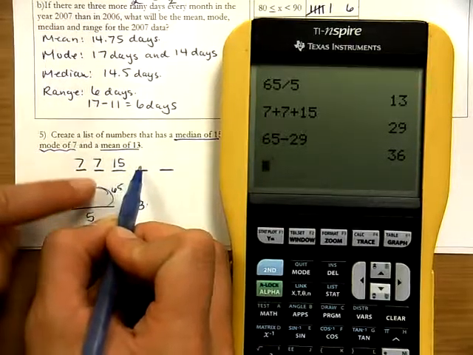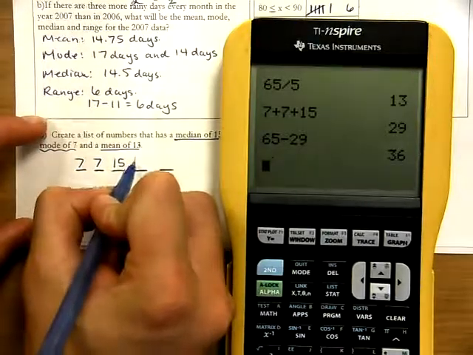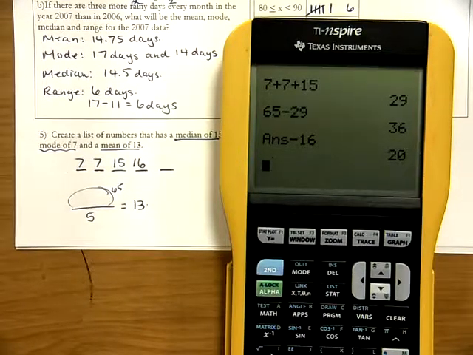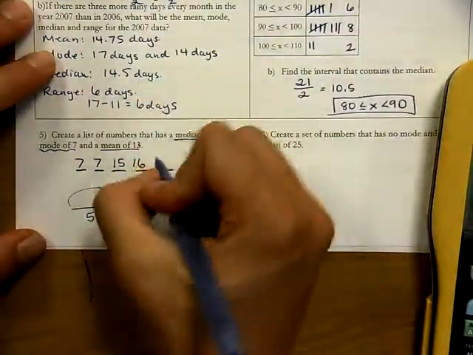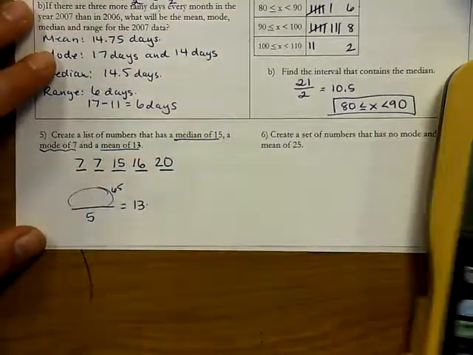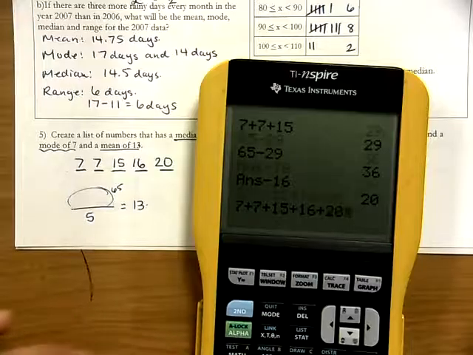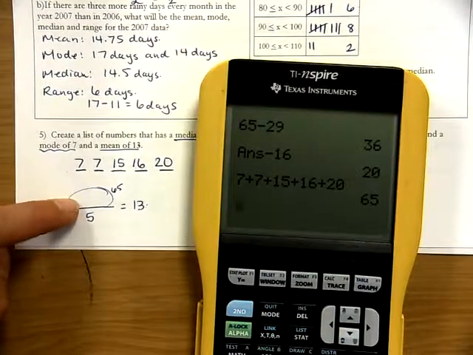Well, I can't have 15 because then the mode won't be 7. So we have to go one up and be 16. So let's subtract 16. When I subtract 16, I have 20 left, which means this number has to be 20, because in order for all of these to add to be 65, that number has to be 20.